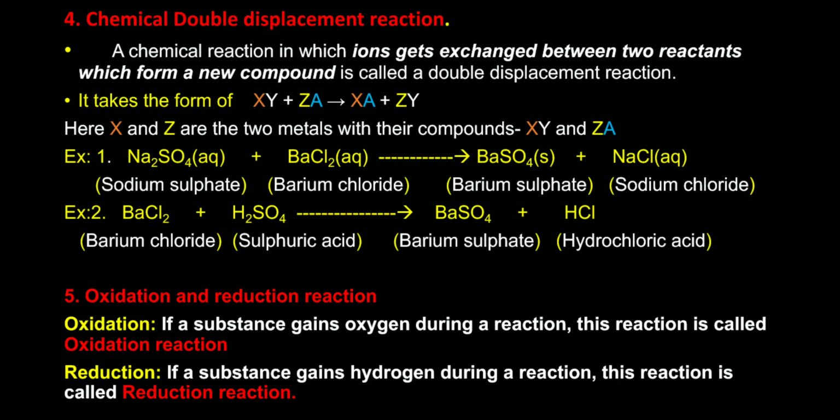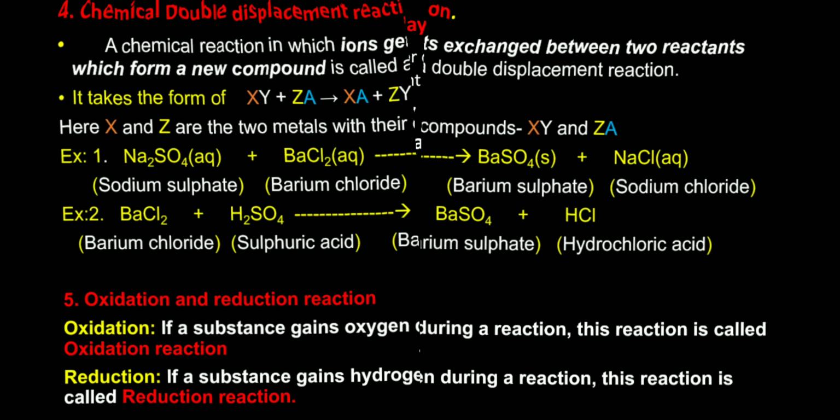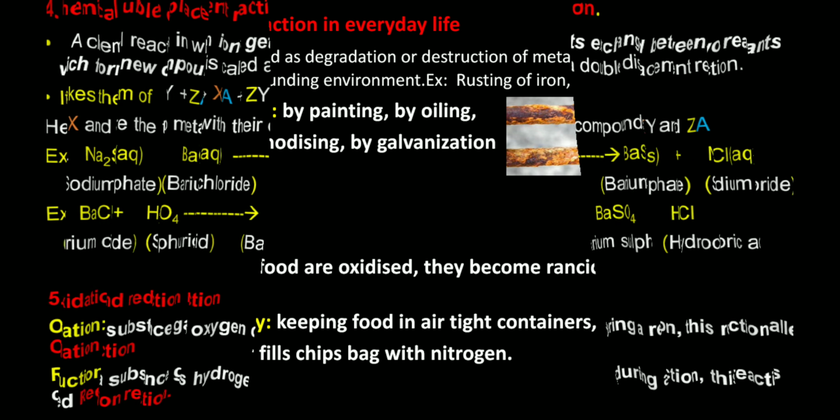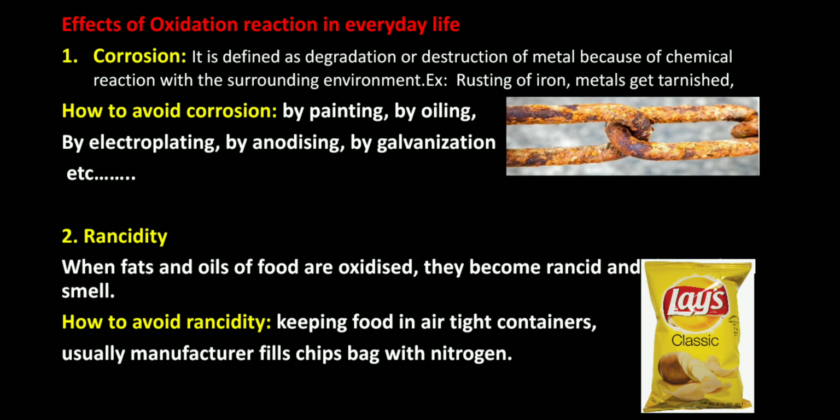I will just tell you some brief information about oxidation and reduction. Oxidation is the addition of oxygen or the removal of hydrogen from the compound. Reduction is the removal of oxygen or the addition of hydrogen to the substance. This is a very important definition for you. Next, effects of oxidation reaction in everyday life. We observe these reactions in everyday life.